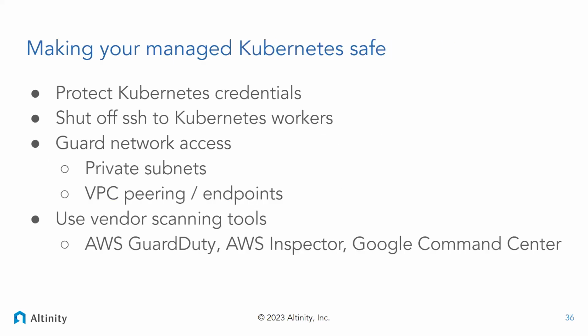So if you have managed Kubernetes, of course, you're going to do some obvious things like, hey, you've got credentials to connect to it. We use short-lived keys. In fact, I showed you an example of that in the demo. I couldn't log in because I had botched copying in my short-lived key. We shut off SSH to Kubernetes workers. There's really no reason to go there. You want to set up the networks. This is easier or harder depending on which vendor you're using. For example, use private subnets, use VPC peering so that there are no public endpoints.